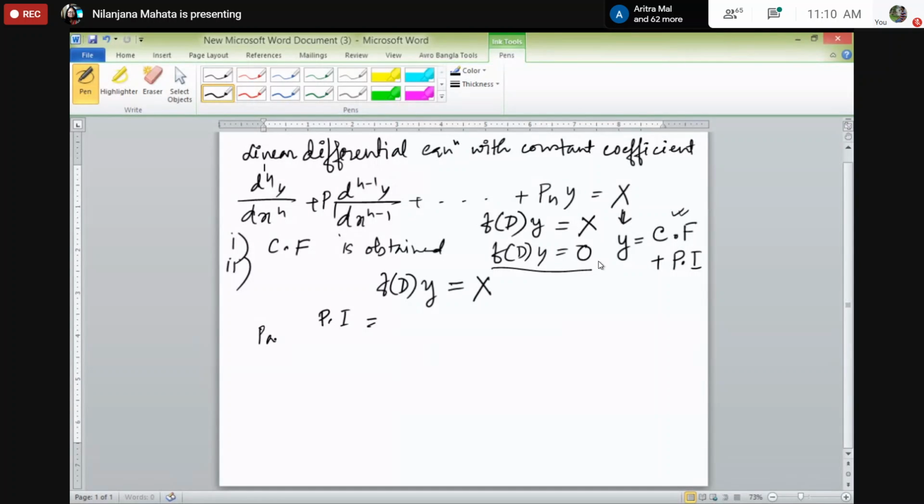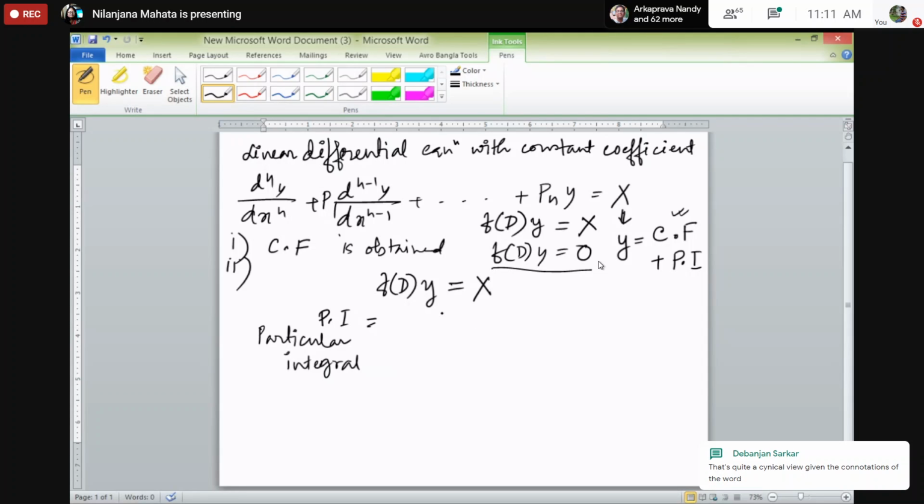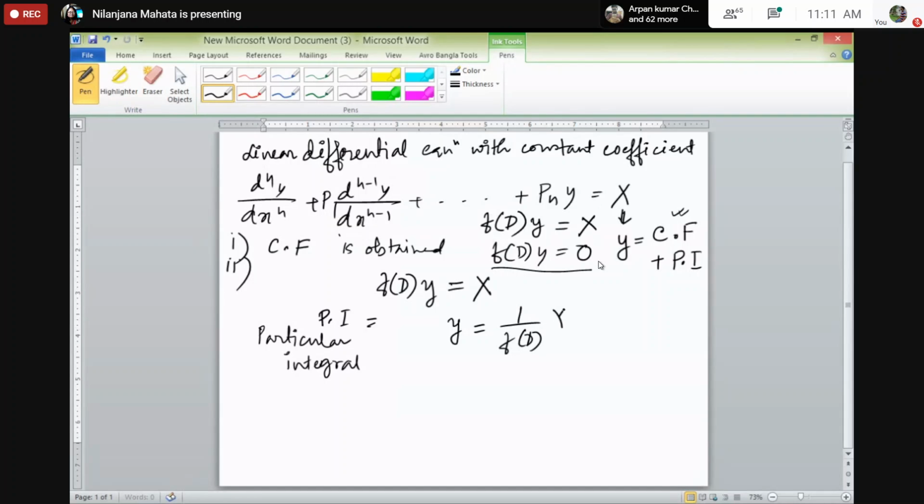This PI is the particular integral. From f(D)y = X, this is our particular integral: y = 1/f(D) X. We have to find this term. This D is a differential operator. We have already given this equation, and this capital X is a function of x. So here 1/f(D) is another operator.